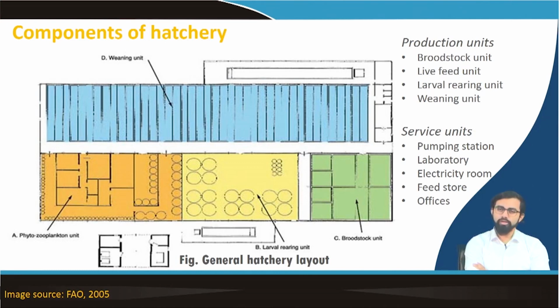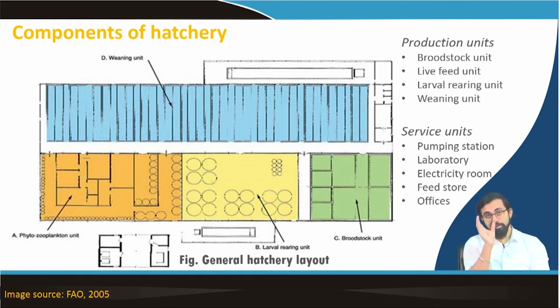It can be an Artemia pond, a small Artemia pond, or the brine fishes and all. You can have phytoplankton or zooplankton small units.